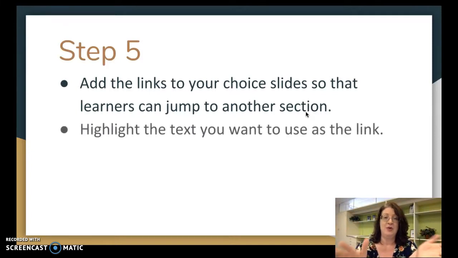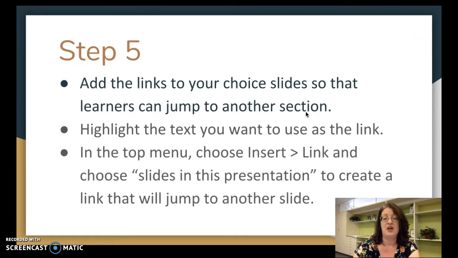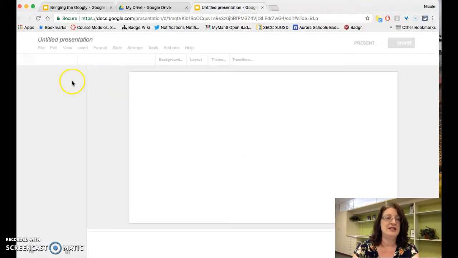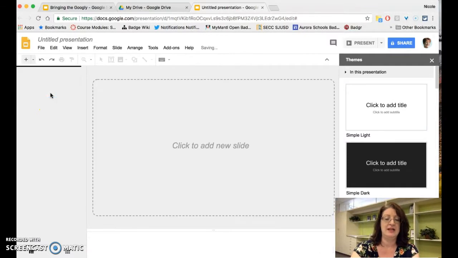And the way you do that is you highlight the text that you want to use as the link. Then in the top menu, choose Insert. When that comes down, choose Link, and then choose Slides in this presentation to create a link that will jump to another slide. So let me paste some content in here so you can see what that looks like.